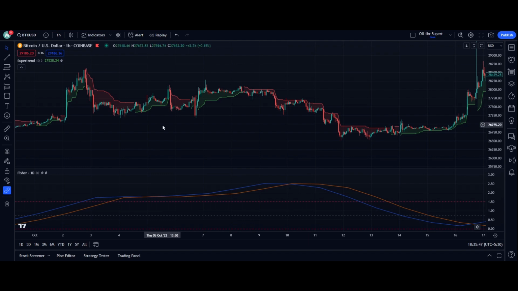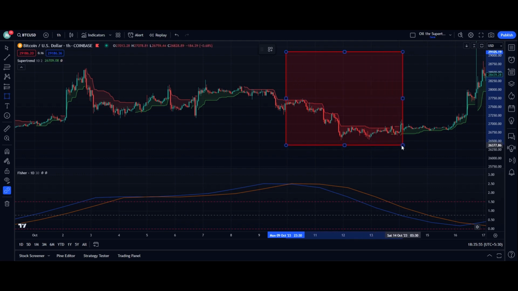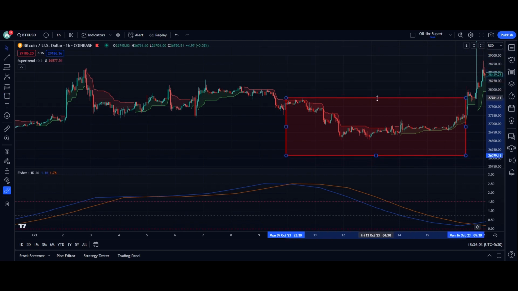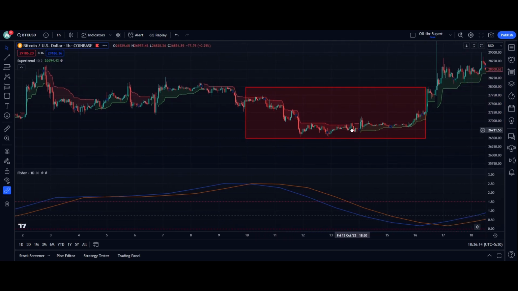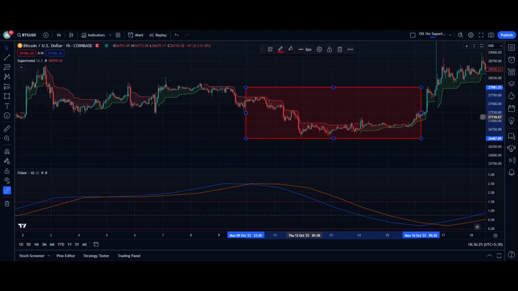Now comes the part, the bearishness. As we can see, the market turns bearish at this point. So it stays like that till this area. As we can see, this is the bearish part of the Supertrend. Sorry, Fisher. Maybe not this much. So this is what happens here.